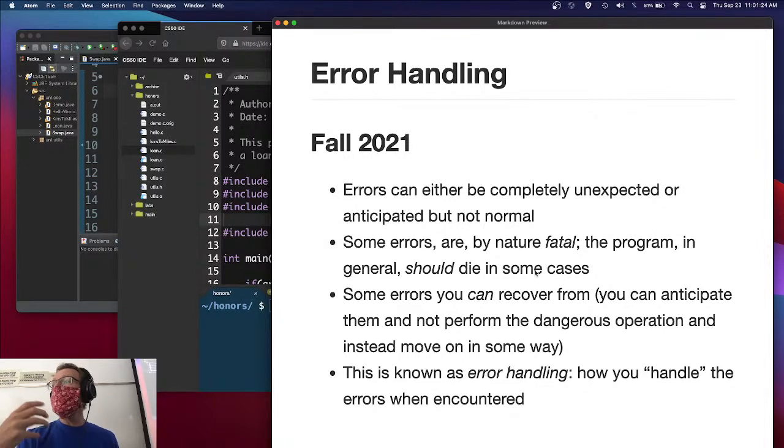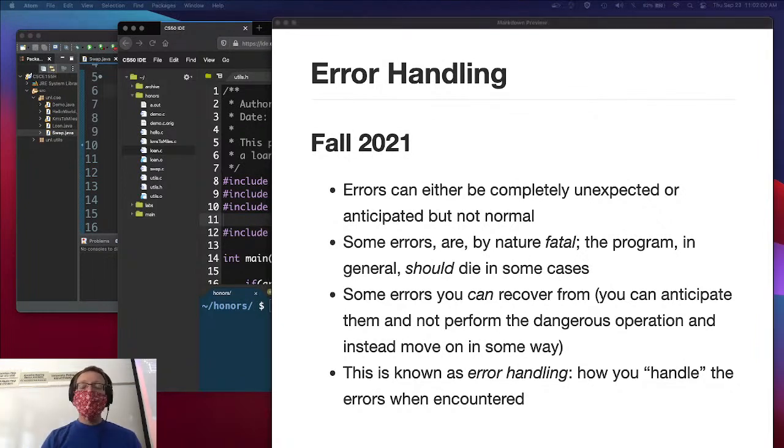You can anticipate them and not perform a dangerous operation before you're about to do it. For example, division by zero. If you're about to divide x by y, check to see, is y 0? If so, don't divide by 0 and do an alternative. That might be a fatal error, right? You quit out of the entire program. But ultimately, you might be able to handle that situation. Division by 0 leads to a very, very large number instead of infinity or nan or something like that. This is known, again, as error handling. You handle the situation in the event of an error.